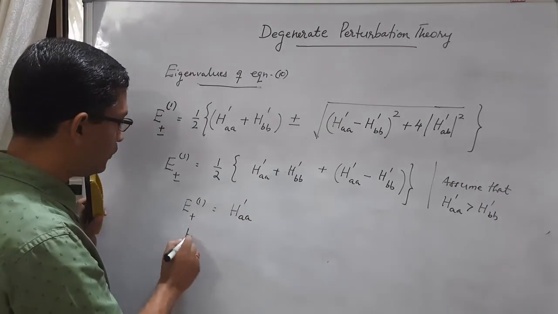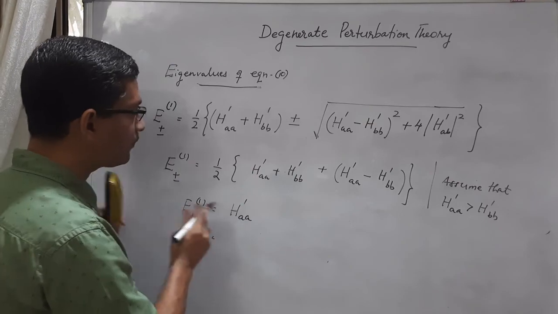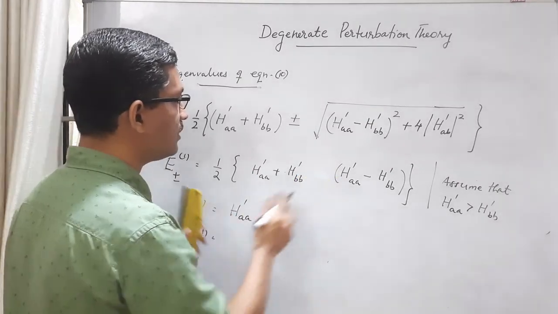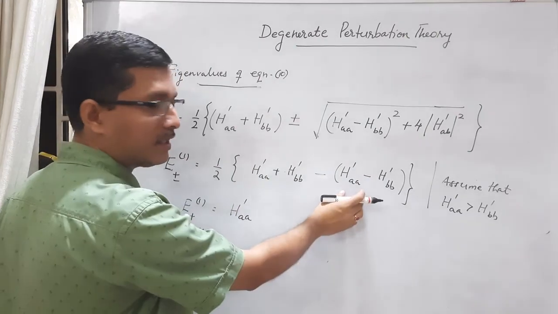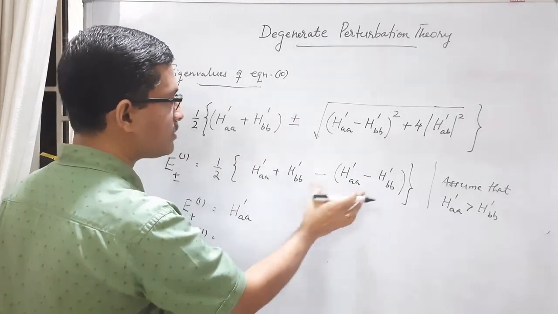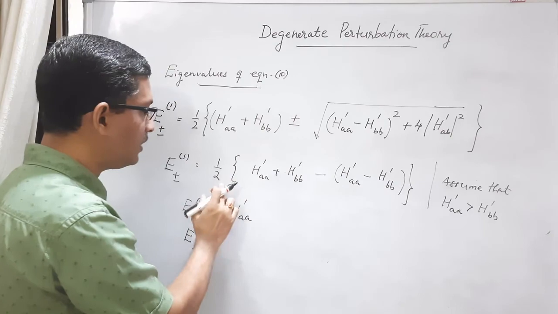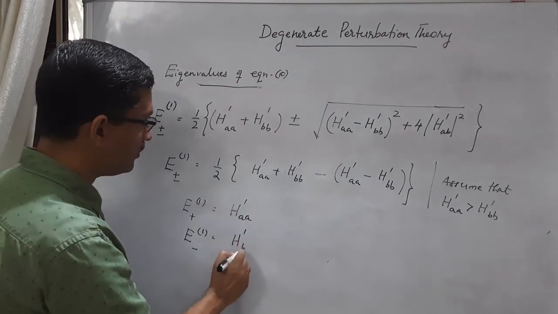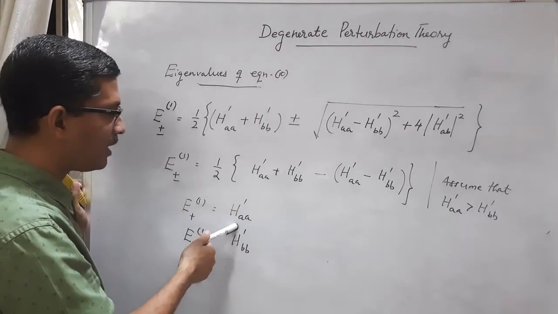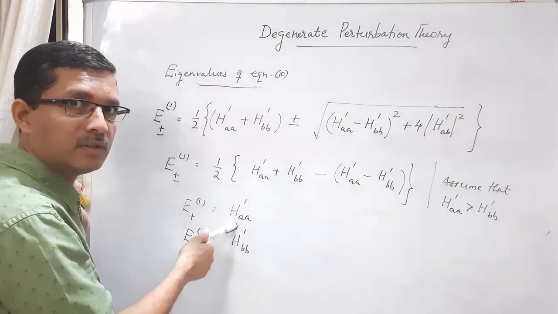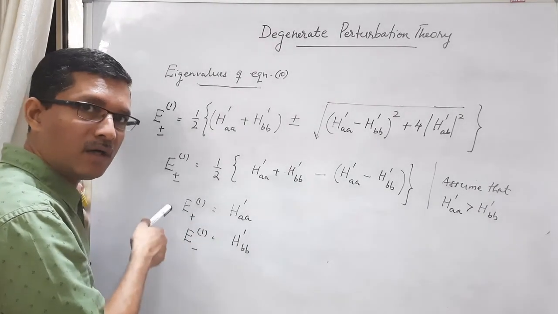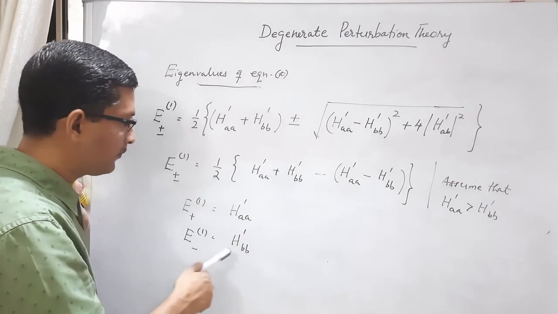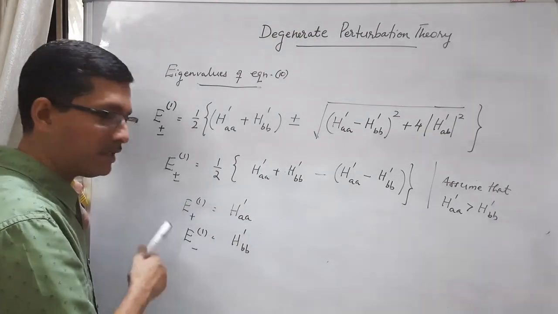On the other hand, if you take the minus sign, then h prime aa and minus h prime aa will cancel. This will be minus of minus, plus. You have 2 h prime bb, the 2 will cancel. So we have h prime bb. So the first diagonal element of the perturbing Hamiltonian matrix will be E plus 1, the first order correction in the energy. The second diagonal will be E minus 1.